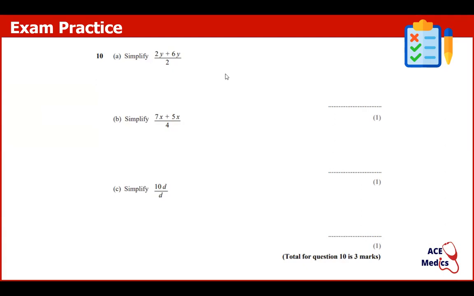Perfect. Okay, yeah. So we need to make sure we're adding on the top first. So 2y plus 6y is 8y. We're dividing it by 2, so we're going to have 4y. Fantastic. These are exactly the same. So 7 plus 5 is going to be 12x. Divided by 4, we're going to have 3x.